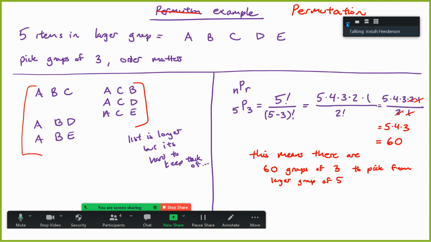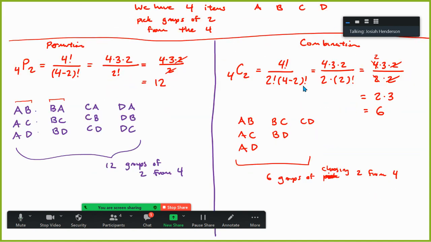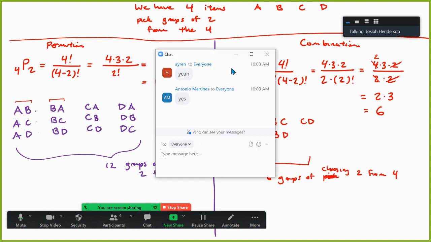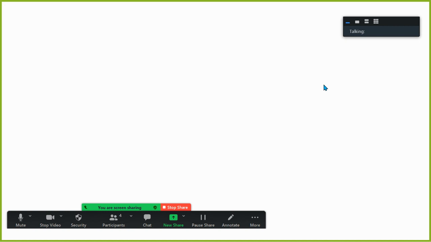So let's do a quick review on permutations, combinations, the fundamental counting principle, and then some questions to practice. Thanks, Antonio. Here we go. So, first off, the fundamental counting principle.